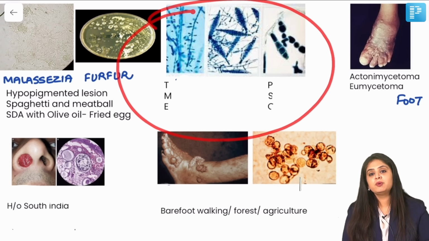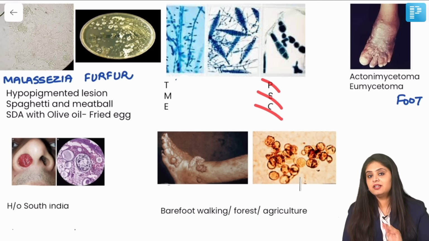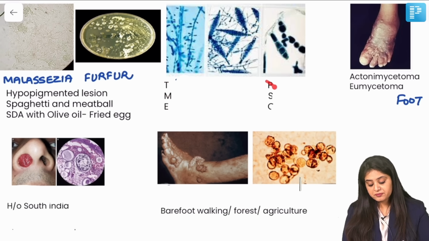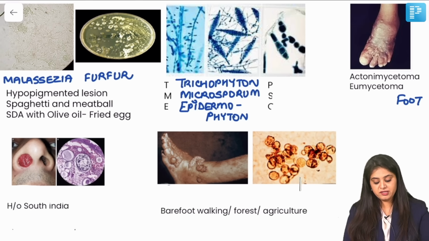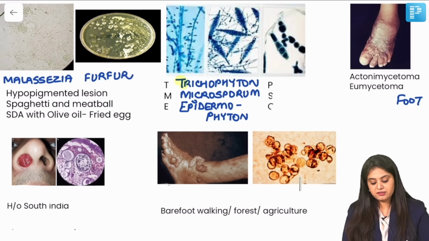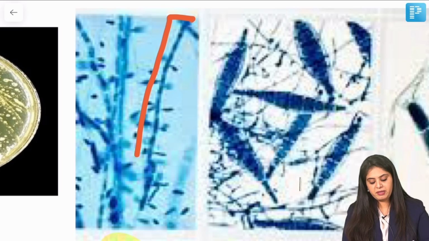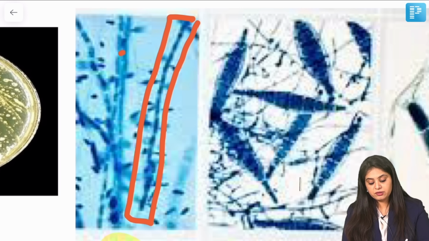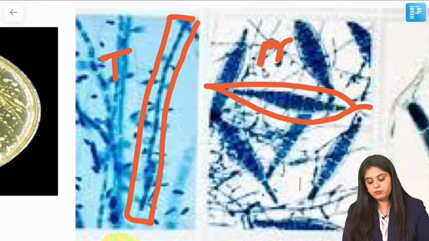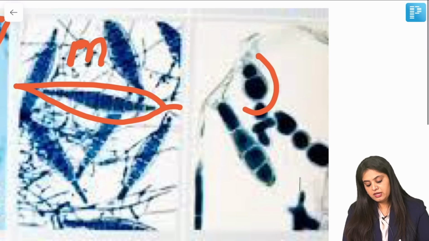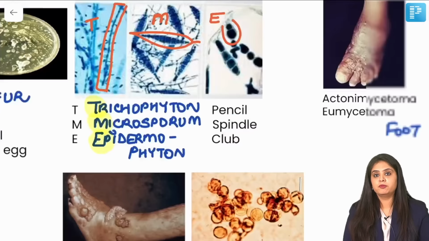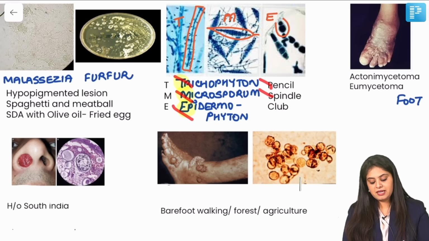Coming to the next, which everyone knows, my Telegram channel mnemonic, TME for Telegram, PSC for Preeti Sharma channel. So what is TME? These are the 3 fungal species, that is Trichophyton, Microsporum, Epidermophyton, and if you have to identify them, they will be showing you PSC. What is PSC? Let's zoom in and see. The first one is going to show you pencil shaped macroconidia, so that is Trichophyton. The next one is going to show you spindle shaped macroconidia, so that is going to be Microsporum, and the last one will show you club shaped macroconidia, so that is Epidermophyton. So finally that is TME and PSC.